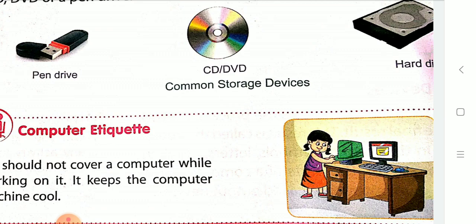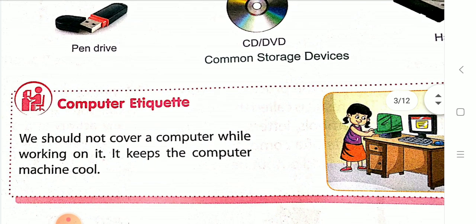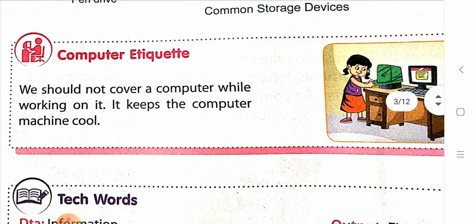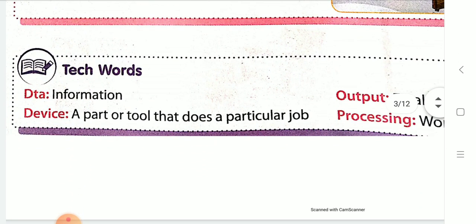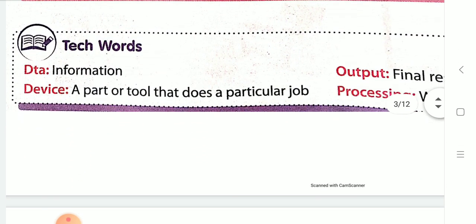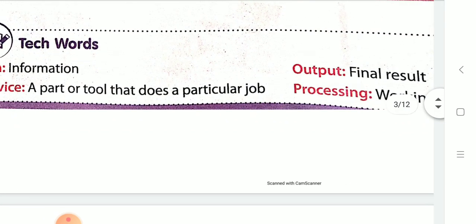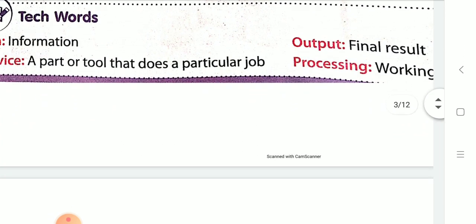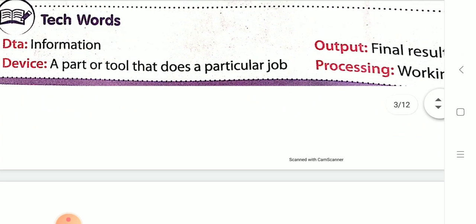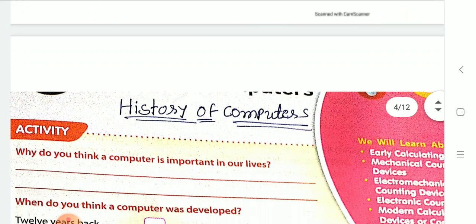Okay students, did you understand the different types of devices? Now these are your technical words, teaching words. Data means information. What is a device? A device is a part or tool that does a particular job. Then output is the final result we get, and processing means working.